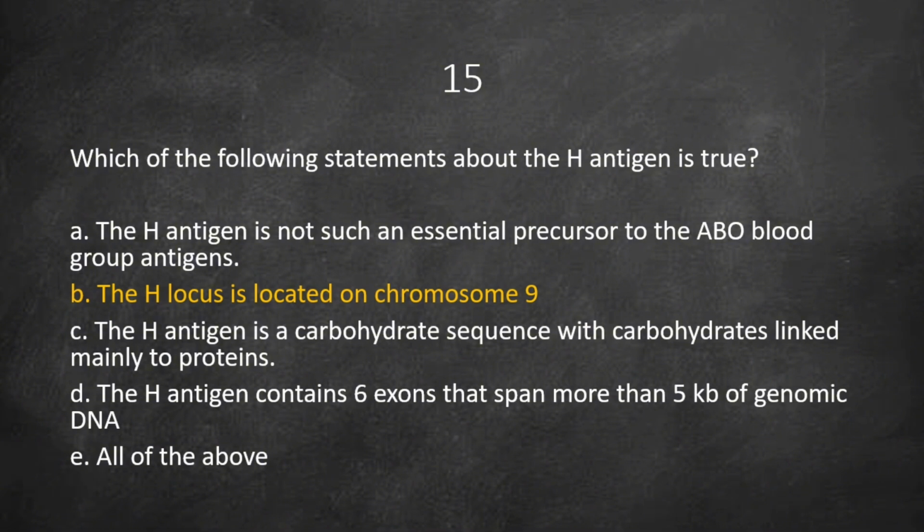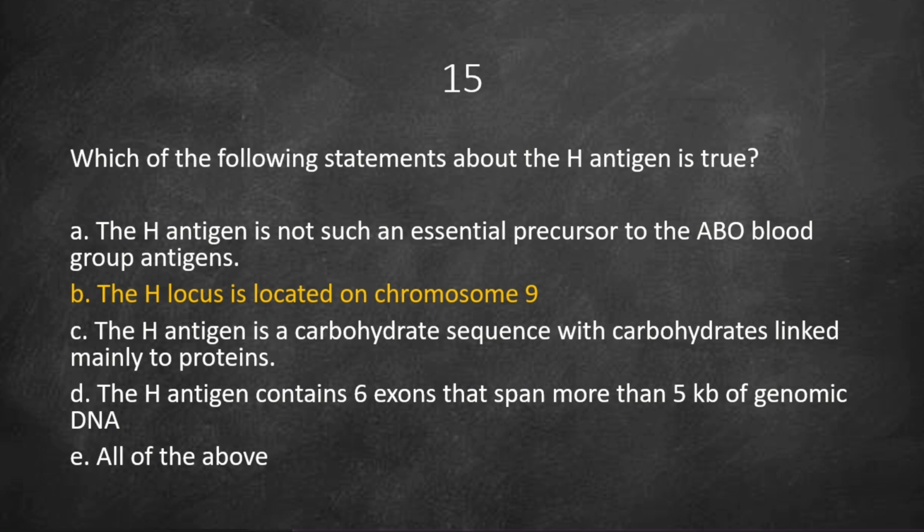Then option B, the H locus is located on chromosome 9. That's a factual statement about the H antigen, so that's very true. So that's our answer here. Then if you look at option C, the H antigen is a carbohydrate sequence with carbohydrate linked mainly to proteins. That is incorrect. The H antigen is a carbohydrate sequence but is primarily linked to lipids and not proteins. Yes, it's primarily linked to lipids and not proteins.